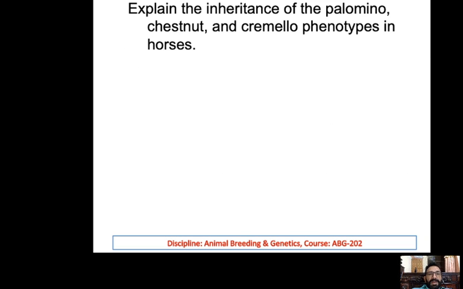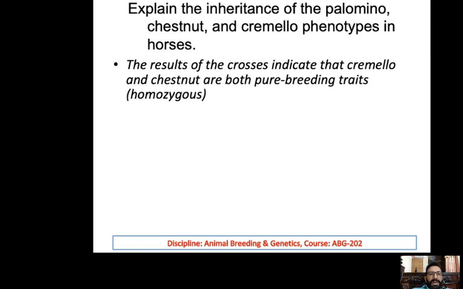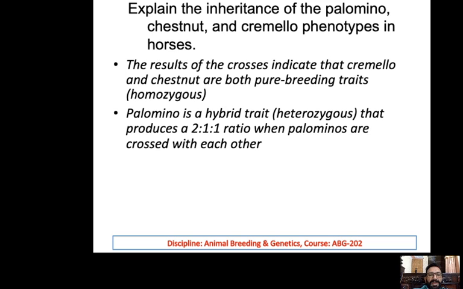Okay, so first part: explain the inheritance of the Palomino, chestnut, Camelo phenotypes in the horses. The results of the crosses indicate that Camelo and chestnut are both pure breeding traits, and these are called homozygous. Just focus on that question. And Palomino is the hybrid trait, that is the heterozygote, and that produces a 2-to-1-to-1 ratio when Palomino are crossed with each other. So they are heterozygotes.